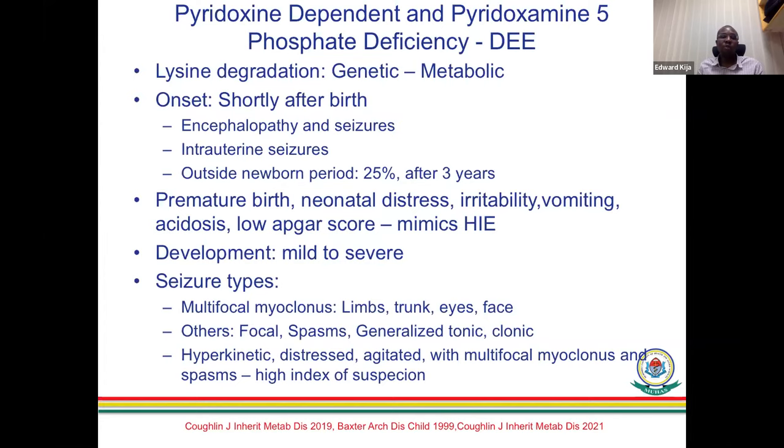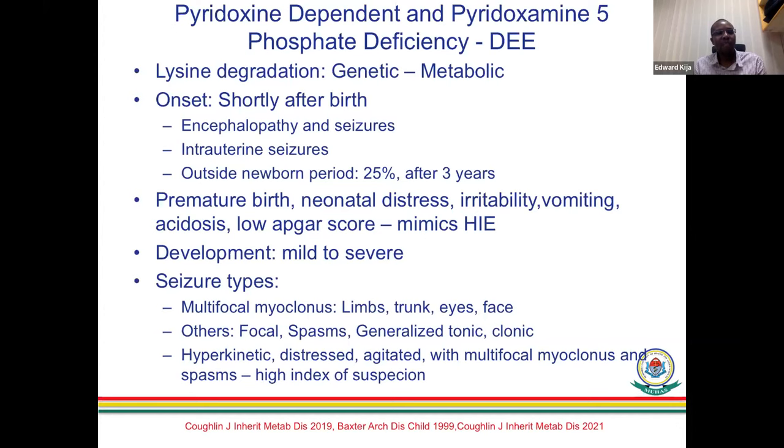There have also been reported cases of intrauterine seizures, which usually present with excessive fetal movements. Pyridoxine-dependent epilepsy and pyridoxamine 5-phosphate deficiency DEE have also been reported to occur beyond the newborn period, and up to 25% of the children present after the third year of life.